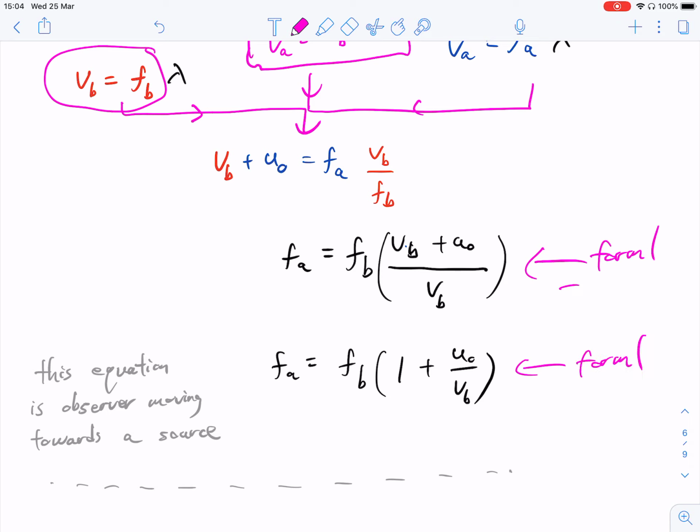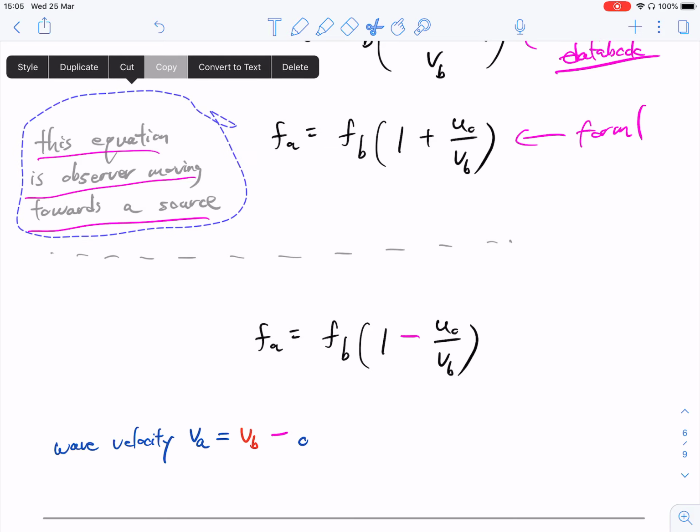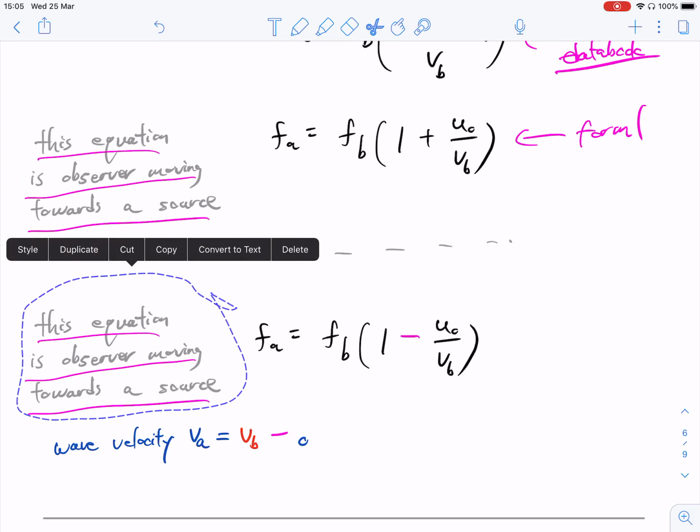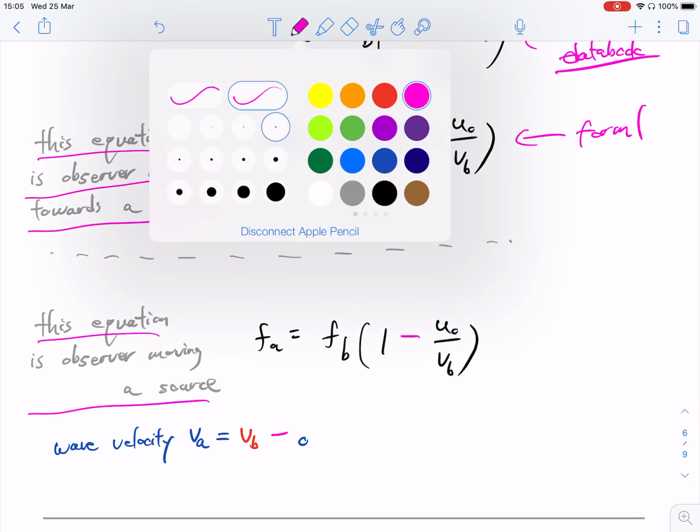I think this is the one that the data booklet uses. But it's just simple algebra. You can rearrange it yourself as you like. And this is the equation for when the observer is moving towards a source. And so if you're thinking, wait a minute, before there was a plus and a minus, it turns out that with a minus, it would mean that the observer is moving away from the source. So this portion down here is observer is moving away from the source.